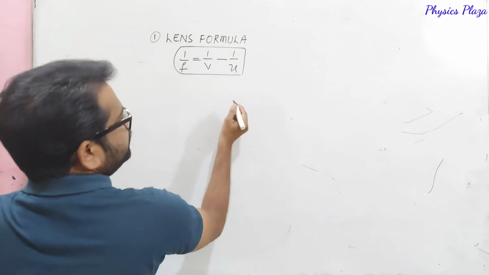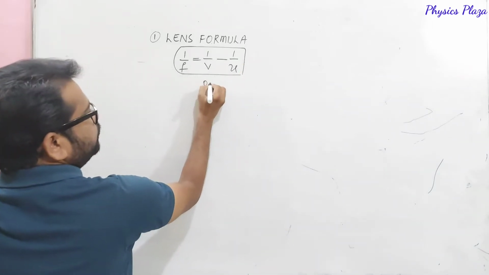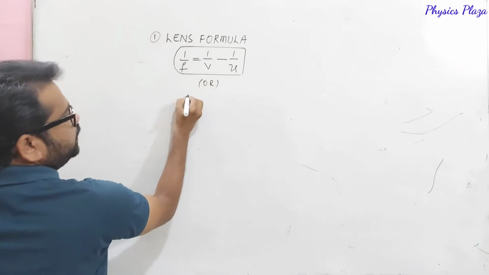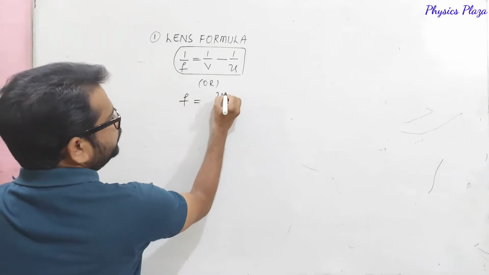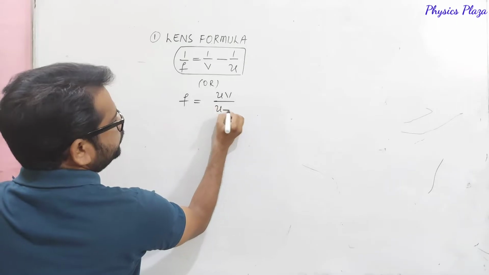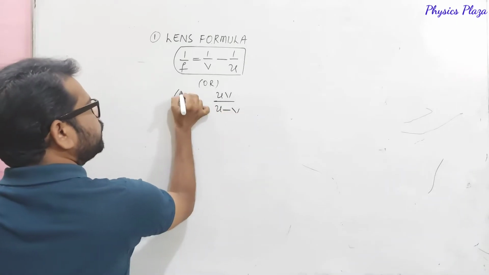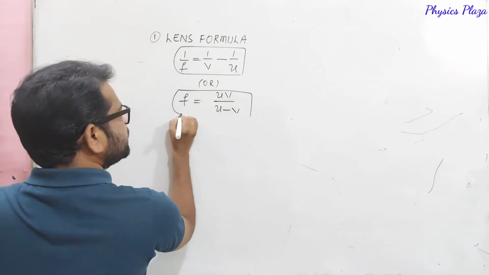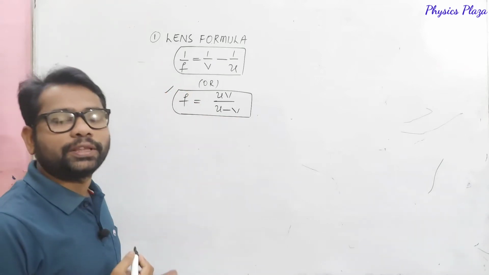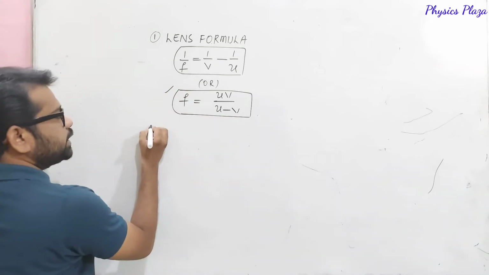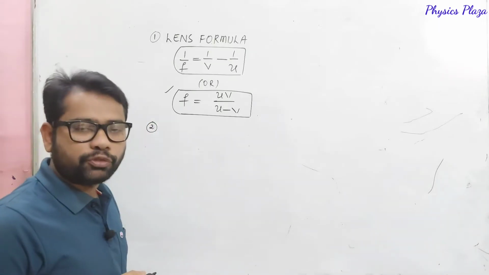This can also be written as f is equal to uv by u minus v. Whenever object distance and image distance are given, we can directly use this formula to calculate the focal length. And the second one is the linear magnification formula.